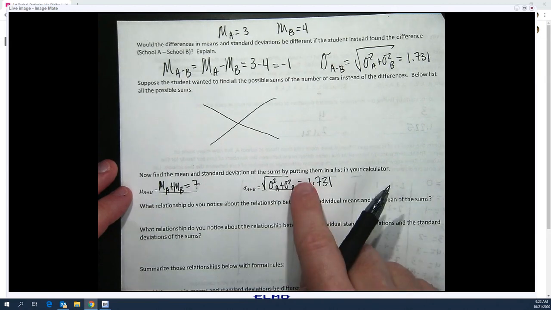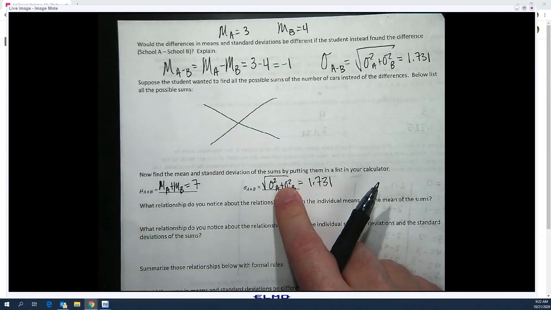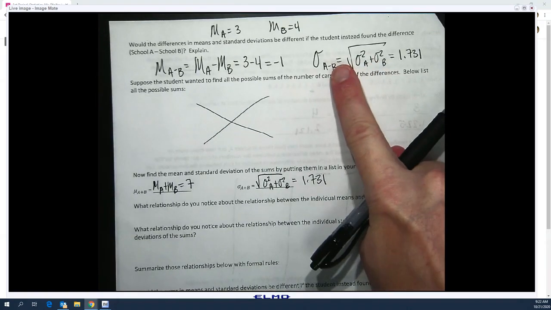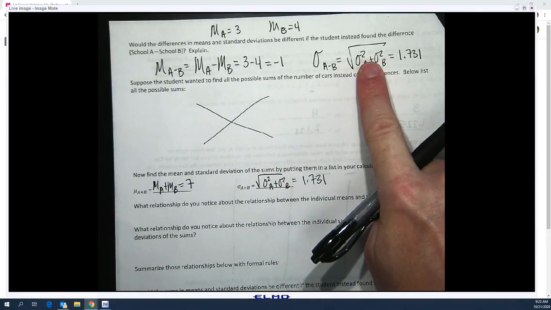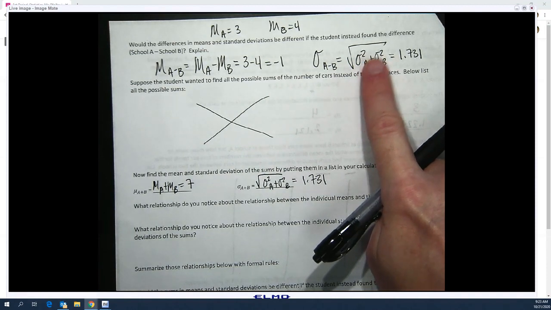That is usually what students will mess up, not for the addition. You guys are usually fine with that. It's the subtraction ones that you messed up for the standard deviation. You put a subtraction sign in there, and that's not correct. It's always plus.